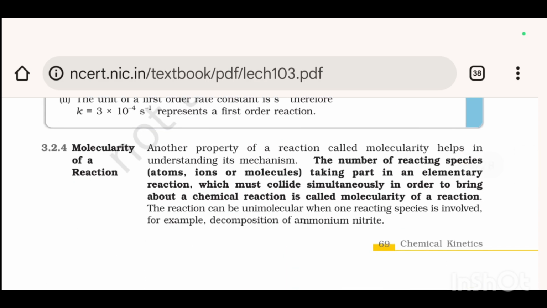Molecularity of a reaction. Another property of a reaction, called molecularity, helps in understanding its mechanism. The number of reacting species, atoms, ions or molecules taking part in an elementary reaction which must collide simultaneously in order to bring about a chemical reaction is called the molecularity of a reaction. The reaction can be unimolecular when one reacting species is involved, for example decomposition of ammonium nitrate.